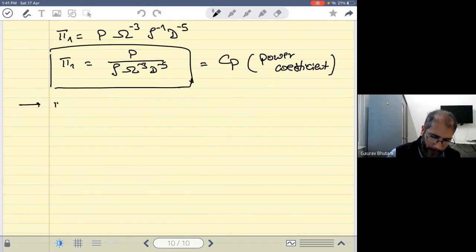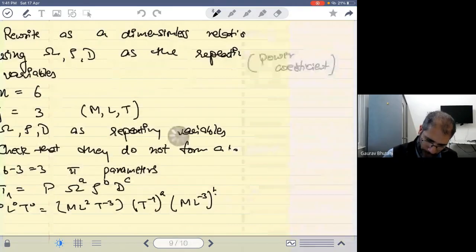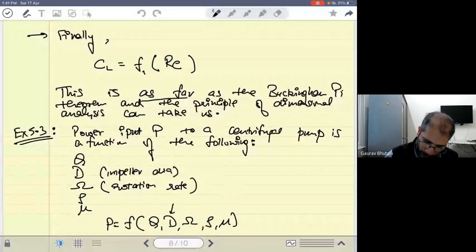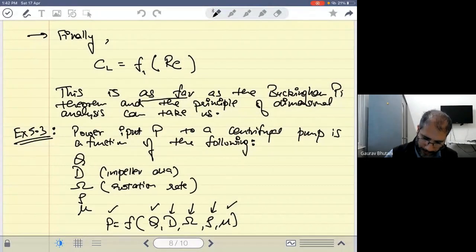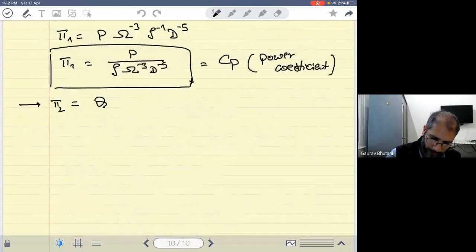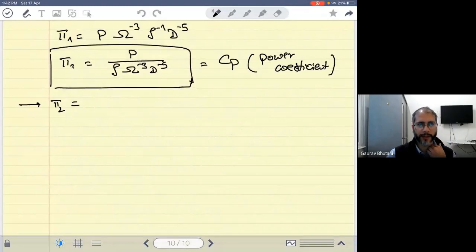Next is to find pi2. Now pi2 we find for the other variable, which was q. Okay, so d, omega and rho are the fundamental variables. Now we'll use q and then we'll use mu. So this is well, in fact, now I can leave it to you to find the pi2, and I will simply write the final expression.